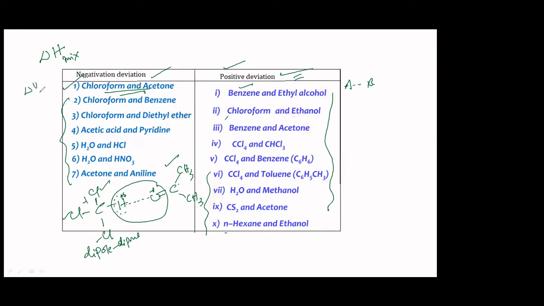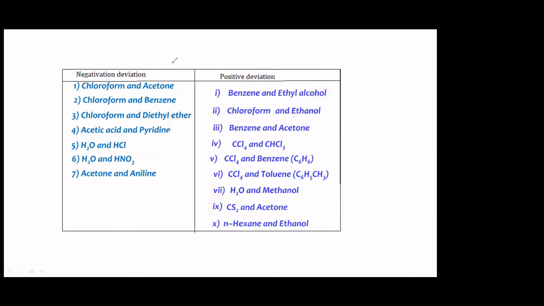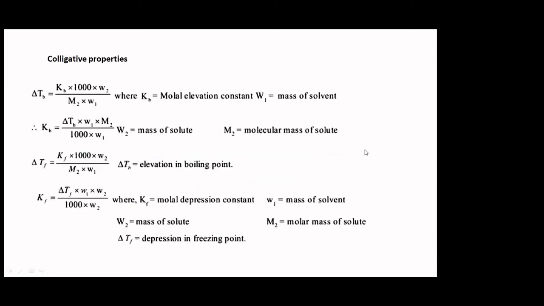Similarly, delta V mixing is also negative because of stronger interactions. Molecules come closer, the final volume will be less. In this case, interactions are weaker, molecules are apart, more volume is occupied, and hence delta V mixing is also positive. Very good. All these things are clear to you, okay? Fine. Yes. Examples are important. Sometimes they will ask you this.